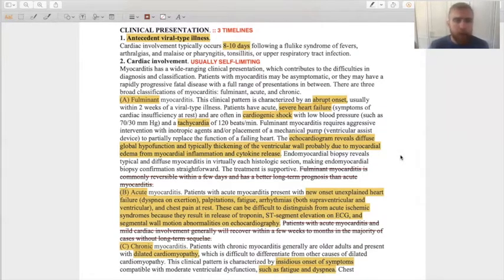Well, sometimes they'll report an antecedent virus, sometimes they won't, sometimes the virus is self-limited and so subclinical that the patient doesn't even remember it, right?